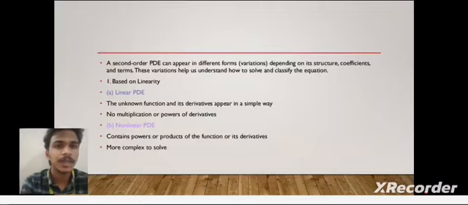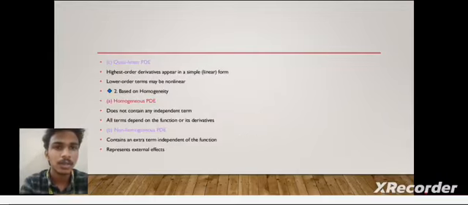The unknown function is usually written as u(x, y). A second order PDE can appear in different forms depending on its structure, coefficients and terms. These variations help us to understand how to solve and classify the equation. Based on linearity: in a linear PDE, the unknown function and its derivatives appear in a simple way, with no multiplication or power of derivatives. A non-linear PDE contains powers or products of the function or its derivatives, and is more complex to solve.